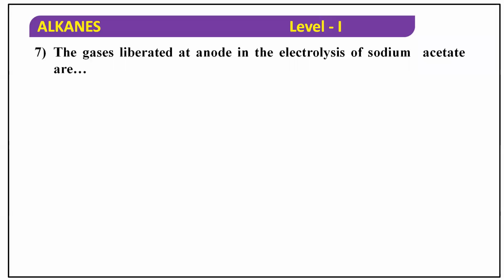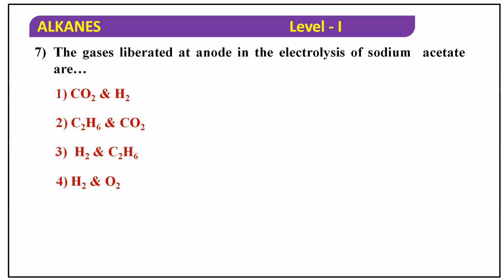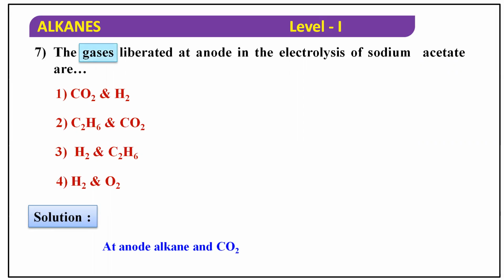The gases liberated at the anode in electrolysis of sodium acetate are? Just try to answer it. At the anode, what will be liberated? We discussed the reactions fully: the alkane and CO2. So C2H6 and CO2 will be liberated.